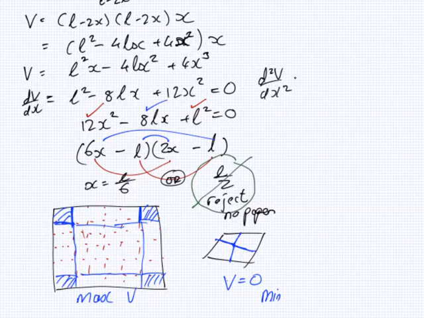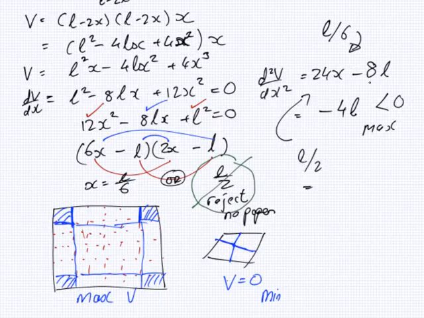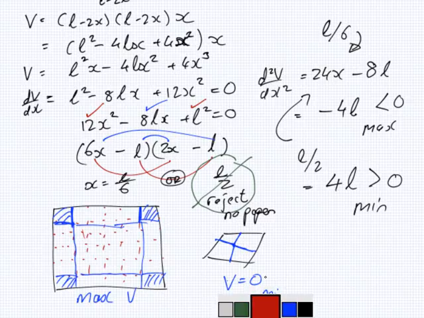That would be 24x minus 8L. So if I put in L over 6 into it, I'll get minus 4L, which is negative, which will be a maximum. And then if I put in L over 2, I'll get 12L minus 8L, 4L, which is positive, which makes it a minimum, as we saw from using common sense here.